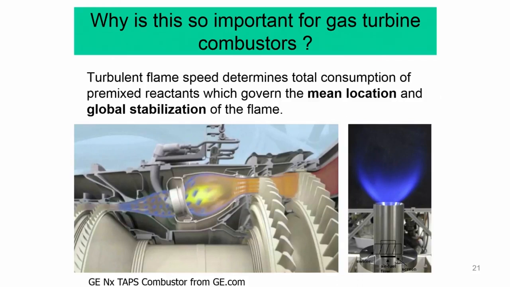So in this engine, even in a TAPS combustor, which has a flame like this, if you have to stabilize the flame, you have to know the turbulent flame speed so as to design this engine properly. Similarly, if you have to stabilize this lean premixed flame in this low swirl burner, you have to know the turbulent flame speed, because this flame is stabilized where the average velocity is equal to the turbulent flame speed of this flame. That is why it is important to know the turbulent flame speed.